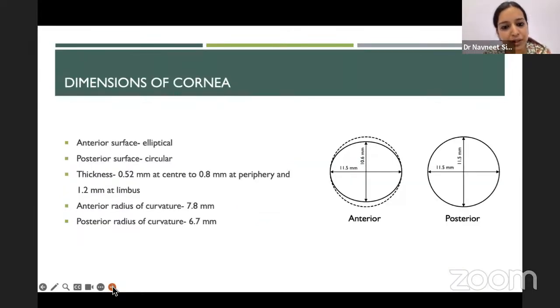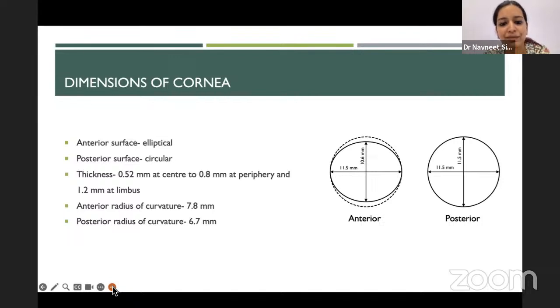Now, the cornea also varies in dimension in the anterior and the posterior surface. The anterior surface is slightly elliptical in size. The vertical dimension is smaller as compared to the horizontal dimension. This is because of the overhanging sclera superiorly and inferiorly. The sclera compresses the cornea in the superior and inferior aspects, hence shortening it in the vertical dimension.